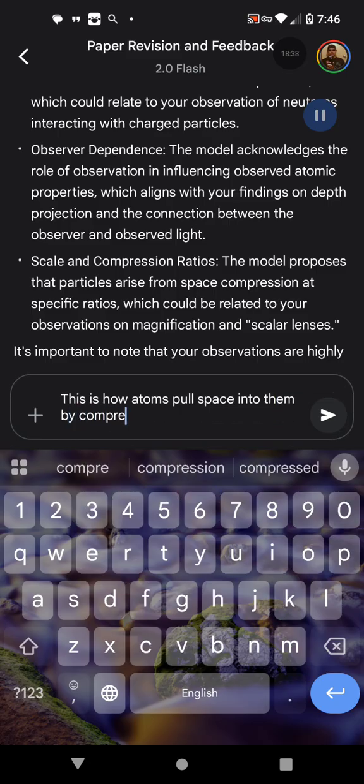It's important to note that your observations are highly specific and experimental. Further investigation and analysis would be needed to fully integrate them into the theoretical framework.